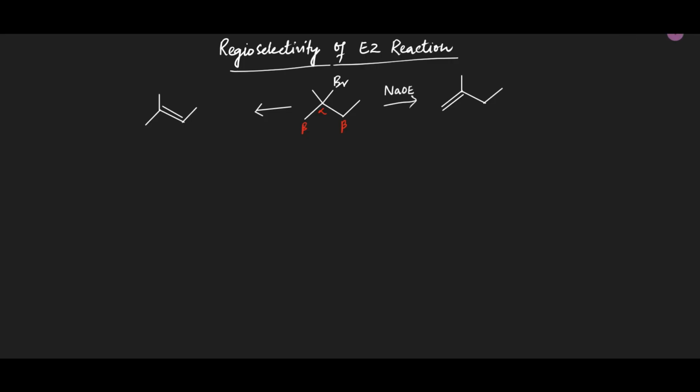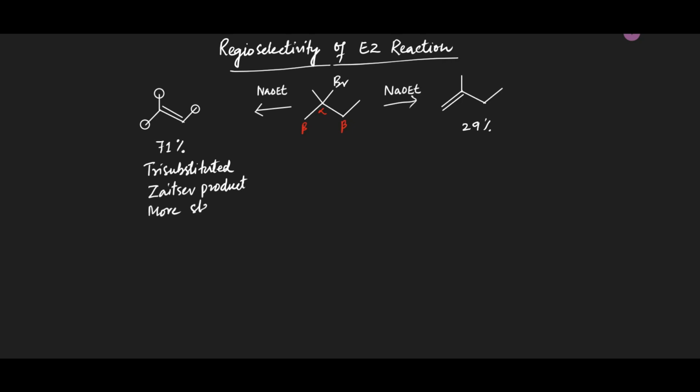Both products are formed, but for reasons of molecular stability, the more substituted alkene is generally observed to be the major product. This alkene is trisubstituted and is called the Zaitsev product, because this trend was first observed by the Russian chemist Alexander M. Zaitsev. This is of course more stable. The minor product is a disubstituted alkene and is called the Hofmann product.